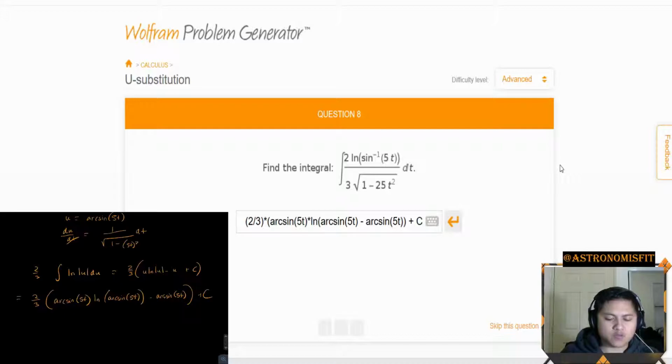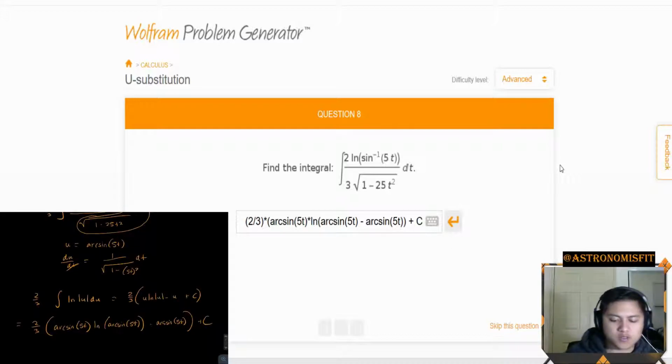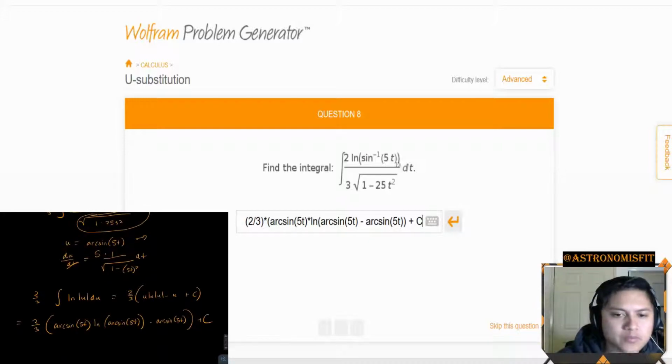Let's see, wait. You know, I think there's a factor of 5, right? Shouldn't there be a factor of 5 here? I think there should be a factor like this arc sine of 5t, so we should kick out a factor of 5 right here. I think that's right. So I should actually have probably a 10 over 3 on the top. Yeah, I think it's going to be a 10 over 3, not a 2 over 3. So let's see.